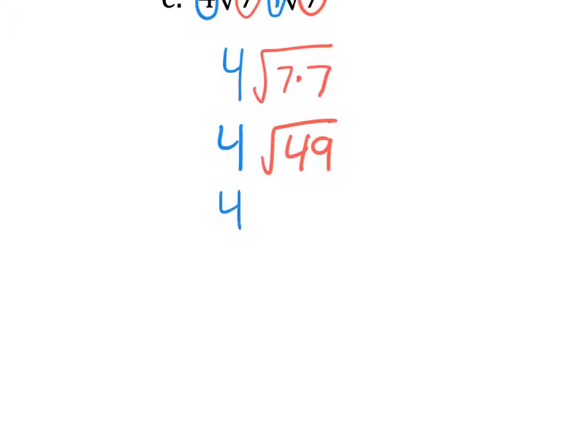So it's 4 times 7. There's no square root on the 7. When you did it in your calculator, no square root popped up around the 7. It was just 7. So then we can just do that multiplication. 4 times 7 gives us 28.